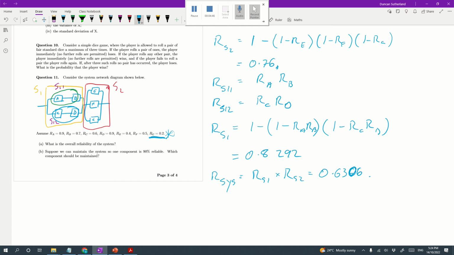Now, if you were to maintain G, you can actually go through and recompute the reliability with RG equals 0.9. So the reliability of the system becomes 0.8049.